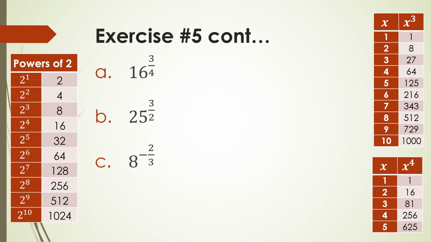All right, here we go. I have all the columns we need: our powers of 2, our x to the 3rd, x to the 4th. It's going to be helpful. So we have 16^(3/4). How can I write that? What should be the root? The root should be the 4. So we have to do the 4th root of 16 and then take that answer to the 3rd power. That's how you separate it.